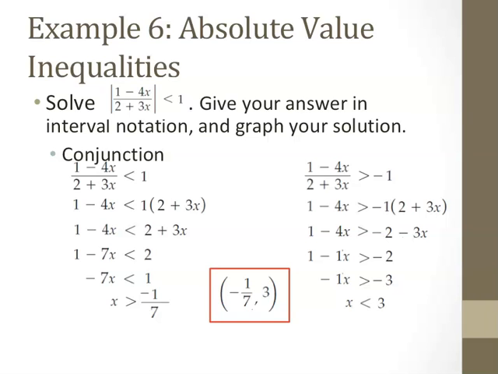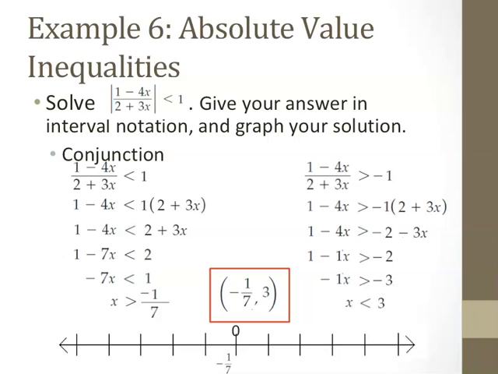Now we still need to graph our solution, so let's draw out our number line here. We'll find -1/7 and 3. And we know that our solution x cannot be actually equal to -1/7 or 3, so we are going to put open circles on those. All right, and then this is everything in between those, so we can go ahead and shade everything in between.